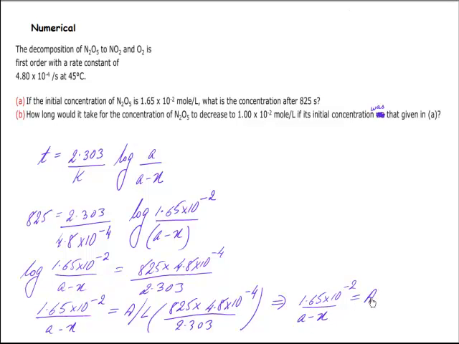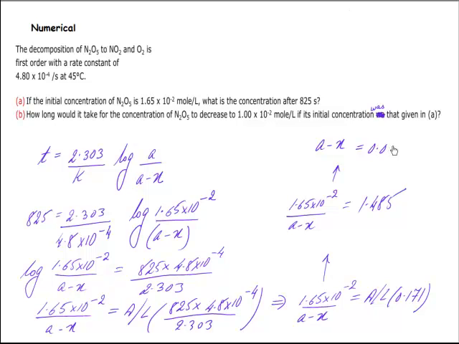If we simplify this further, we'll get anti-log of 0.171, and that is 1.485. So we can find out the value of A minus X on rearranging this equation, and the answer turns out to be 0.011 moles per liter or moles per dm cube.